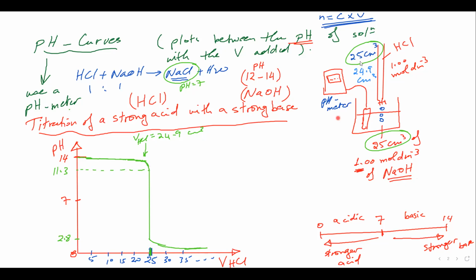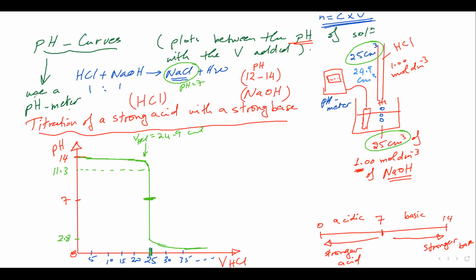But when we add exactly 25 centimeter cube, which are required to neutralize completely the 25 centimeter cube of the sodium hydroxide, you will see that there will be a steep drop in the pH. Why is there a steep drop? There is a steep drop because we have seen yesterday that the pH of sodium chloride is 7. So we'll see that the pH will drop to 7.